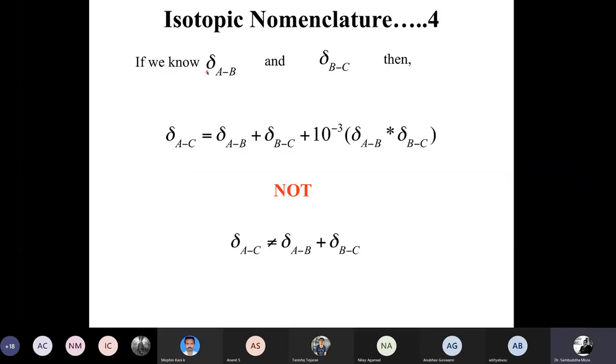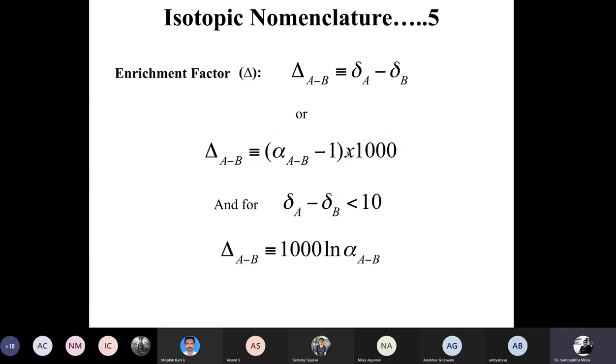Now, if we have the delta value for an AB system versus a BC system, delta AC can be calculated using the following formula. We don't simply add the two delta values. It follows this particular formula. We often use the term enrichment factor. Enrichment factor is nothing but the change in isotopic composition between phase A and B. The enrichment factor, cap delta or big delta, is alpha minus 1 times 1000. And for a difference in delta values of very small, less than 10 per mil, we can say cap delta is 1000 ln alpha.